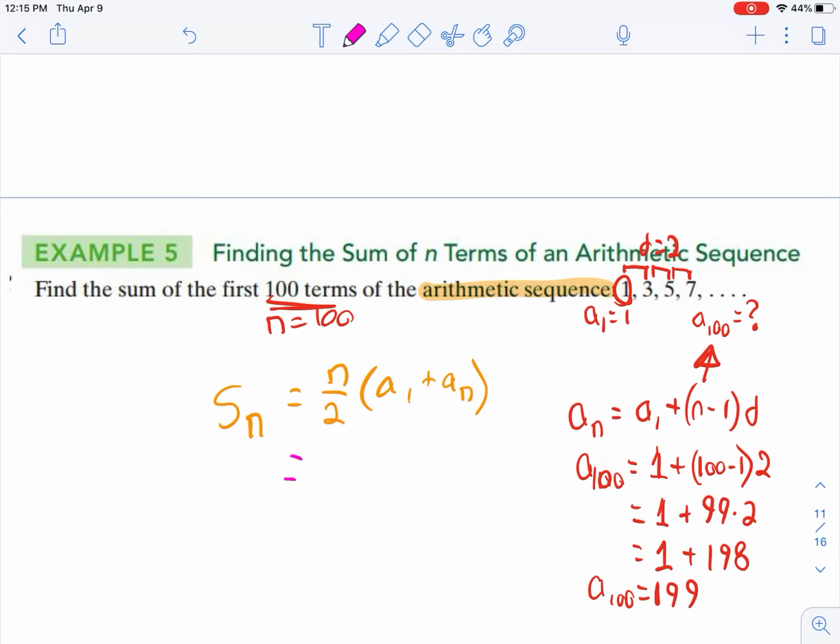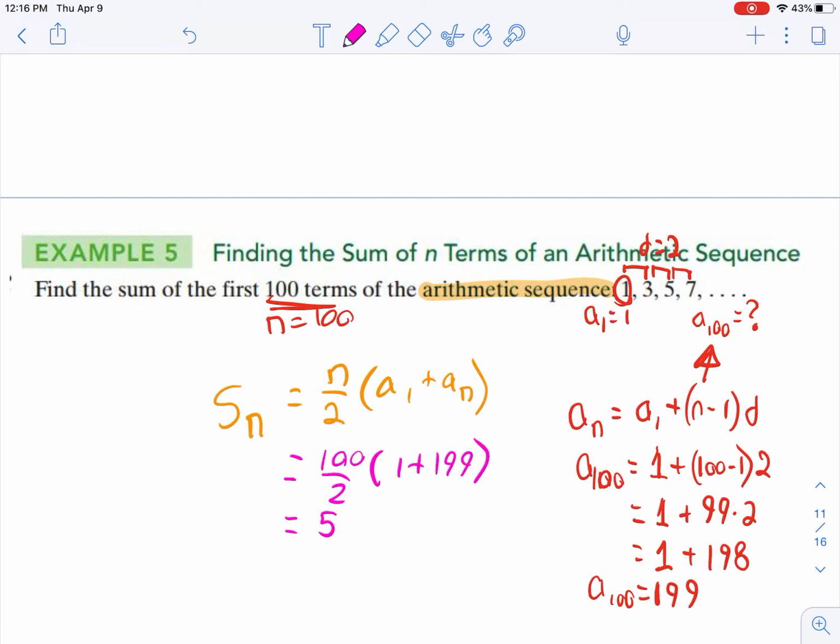I just want to tell you that if you were going to do this the long-handed way, you would have to add together all 100 of these numbers to get there. This summation formula is a general form that's just going to make everything a lot easier for us. So we have 1 plus 199.